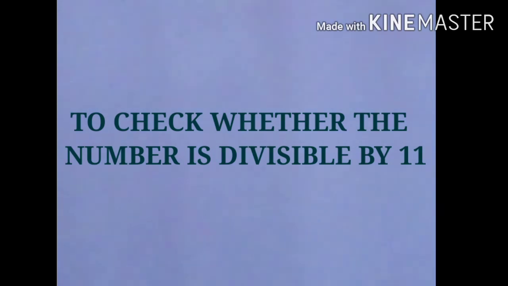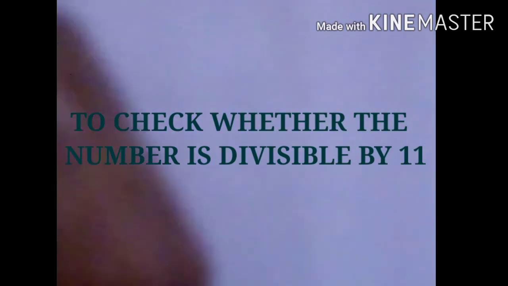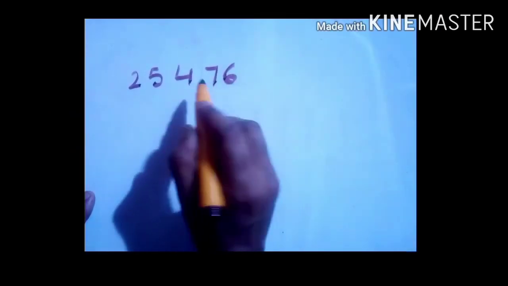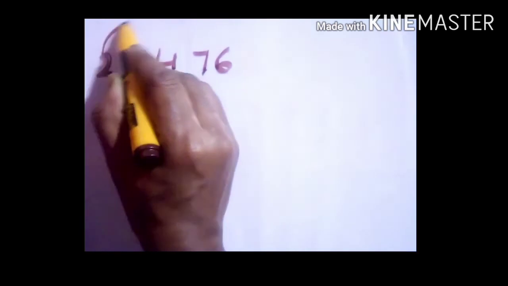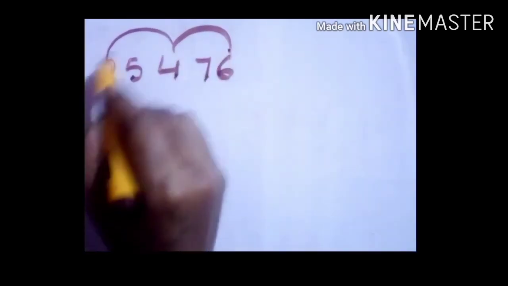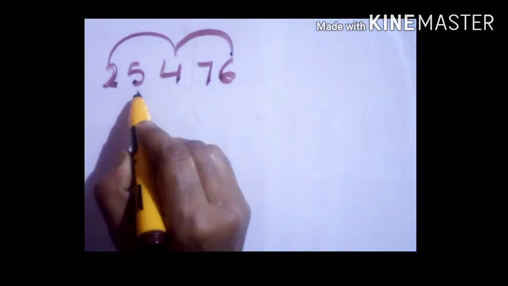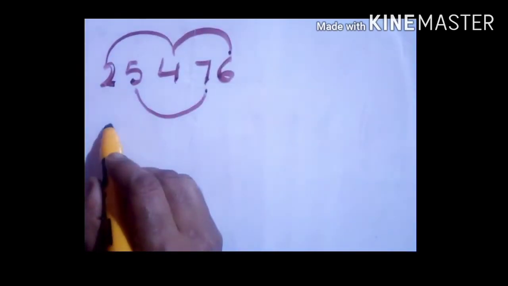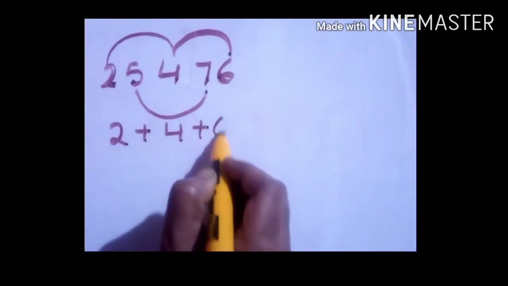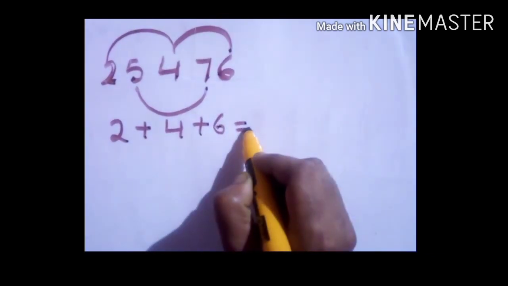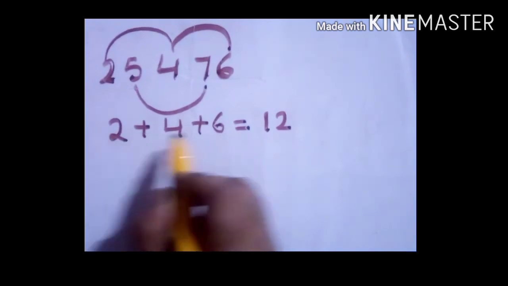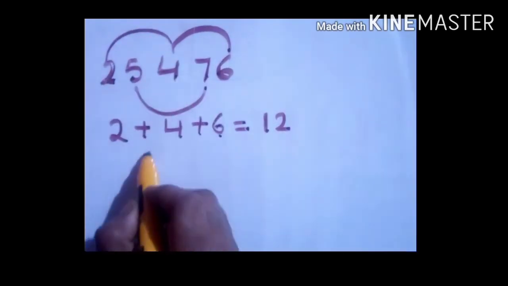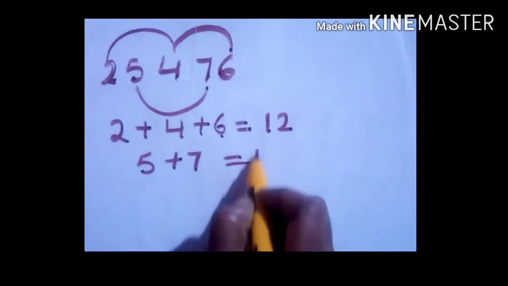So I'll take one example. 25,476. Here, as I told you, the sum of the alternate digits means 2 plus 4 plus 6. That is the sum of one set of alternate digits. And the sum of the other alternate digits is 5 plus 7. 2 plus 4 plus 6 is equal to how much? 4 plus 2 is 6, 6 plus 6 is 12. Now 5 plus 7 is equal to 12.